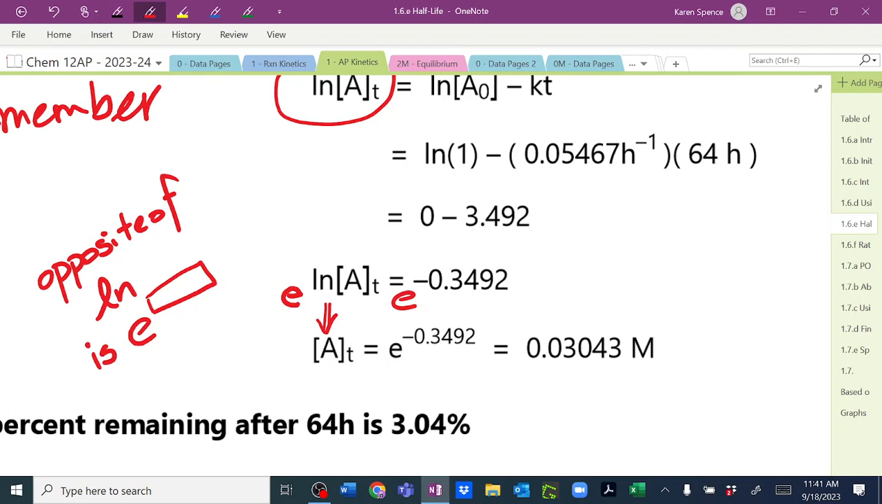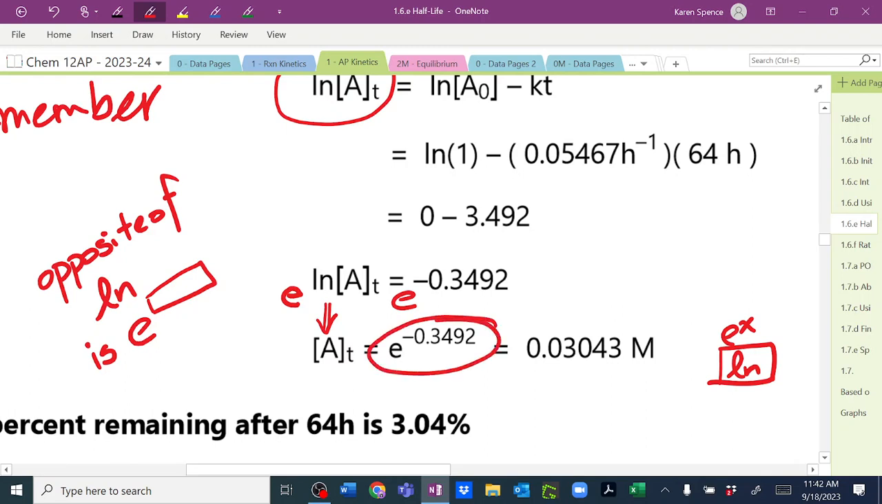Okay? And on your calculator, usually above the ln button, there is a second function e to the x. So see if you can find that on your calculator and do this calculation here. Make sure you're good with that calculation there.